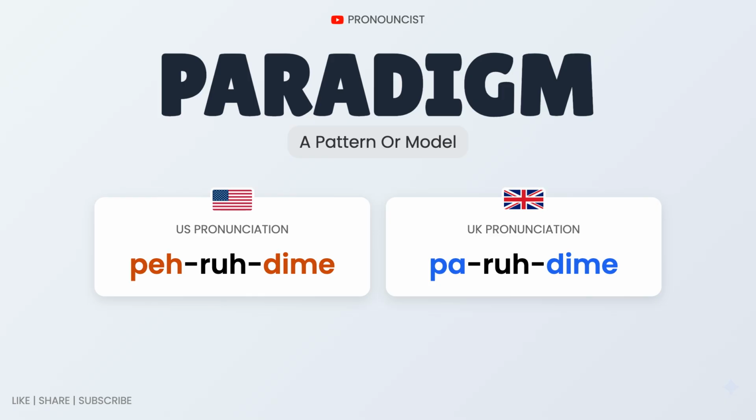The best way to practice is to repeat the syllable multiple times. The meaning of the word is a pattern or model. Try repeating this word several times to improve your pronunciation.